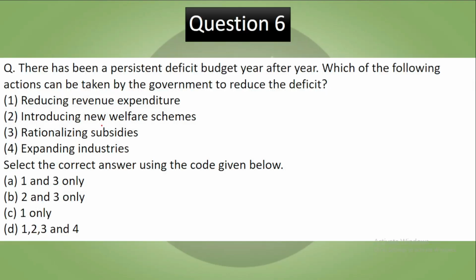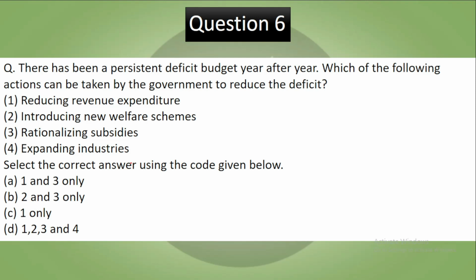Question 6, there has been a persistent deficit budget year after year. Which of the following actions can be taken by the government to reduce the deficit? Reducing revenue expenditure, introducing new welfare schemes, rationalizing subsidies, expanding industries. Select the correct answer using the code given below. Pause the video, try to attempt it. Now let's see the answer.